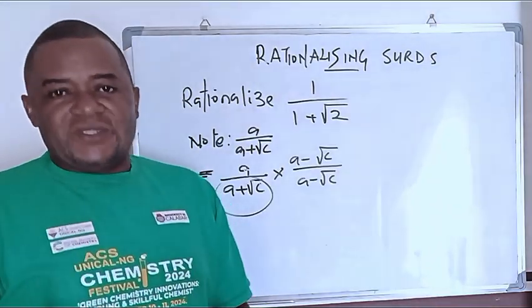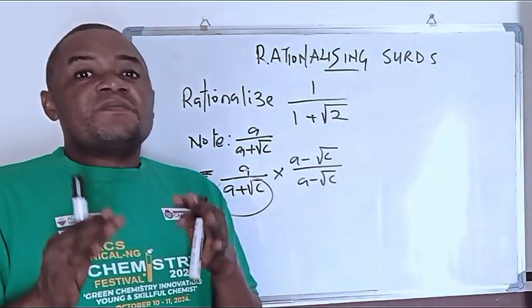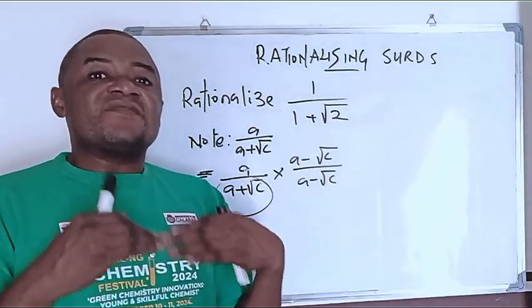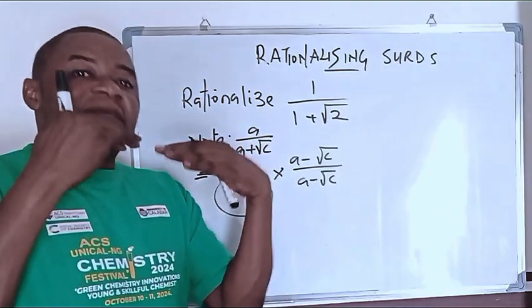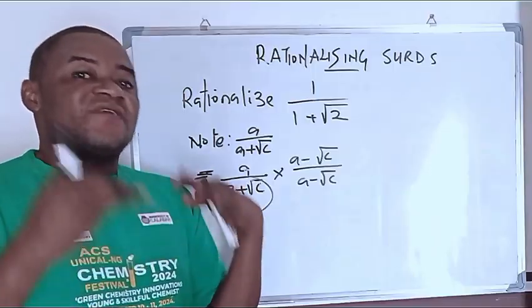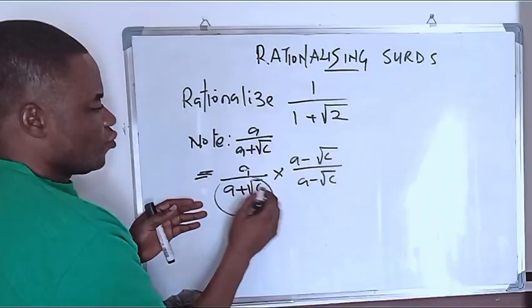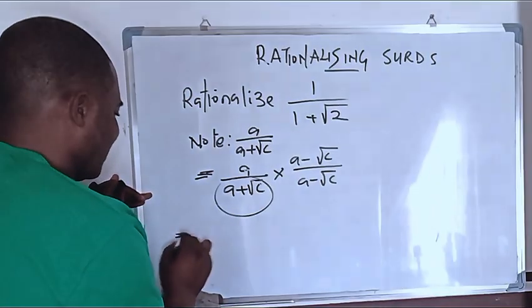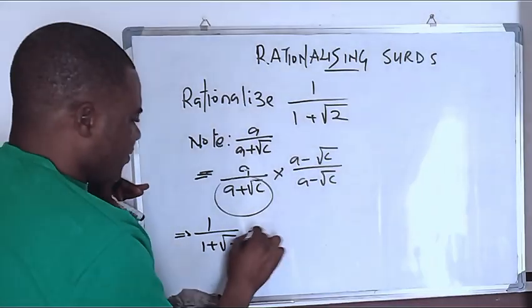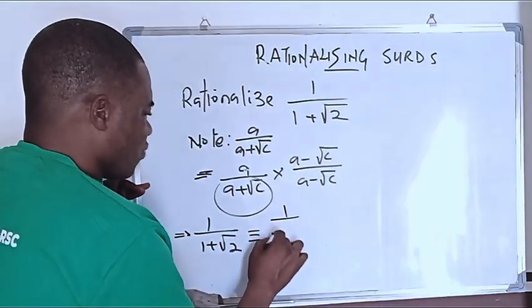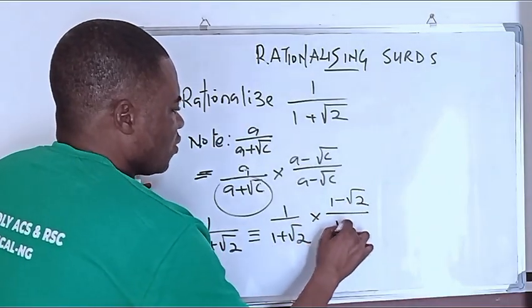The first thing you must note if you are rationalizing a surd of any kind is to make use of the denominator of that given surd. Use it to multiply the numerator of the given surd and again the denominator of the given surd, but in its inverse form. And that is what we have here. So, if we link this to what we've done here, it means that 1 all over 1 plus root 2 will be written as 1 all over 1 plus root 2 multiplied by 1 minus root 2 all over 1 minus root 2.